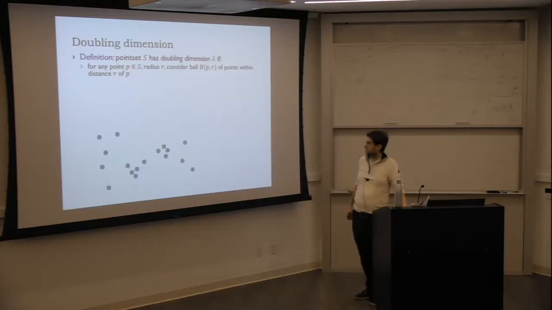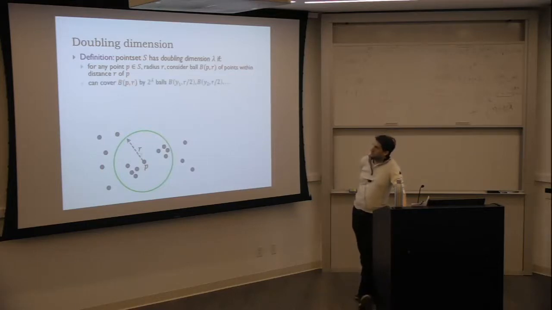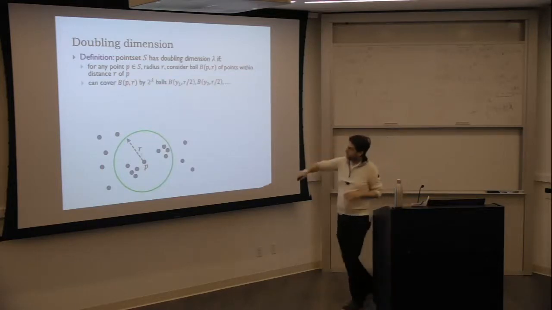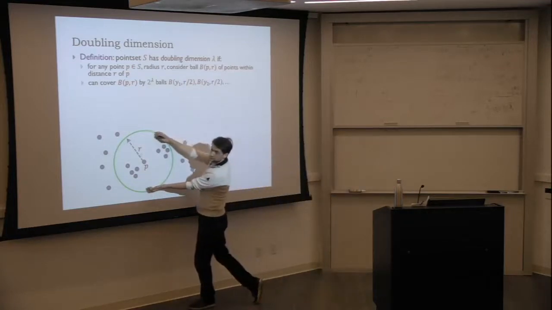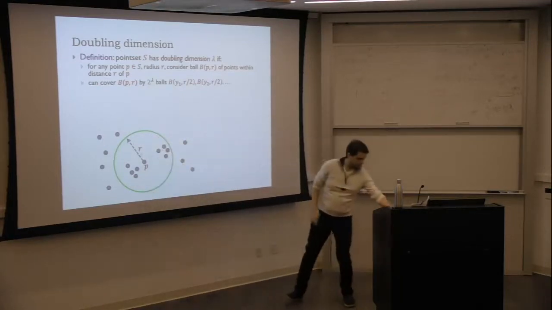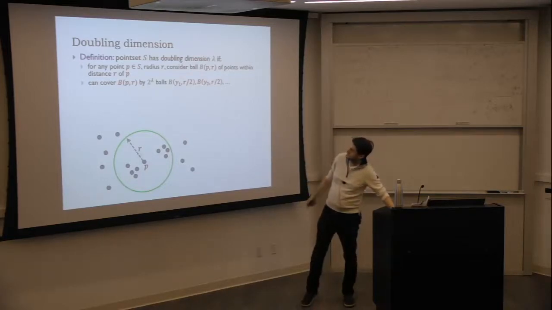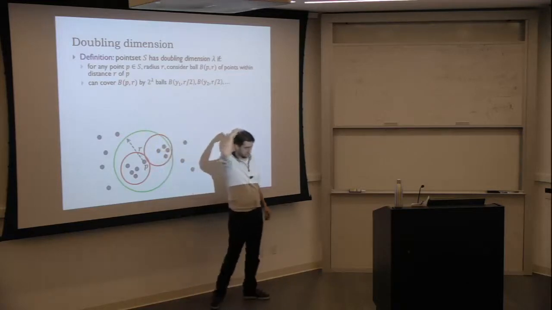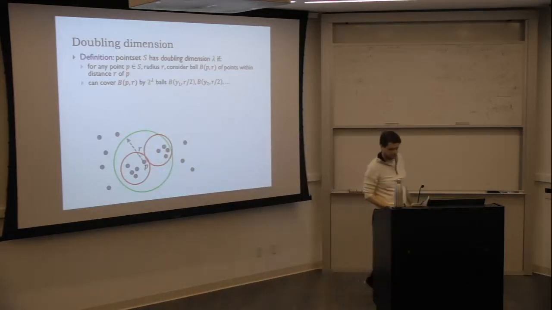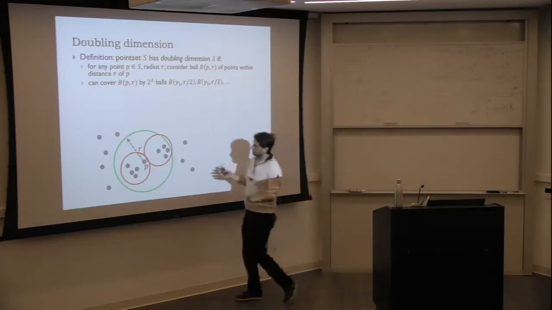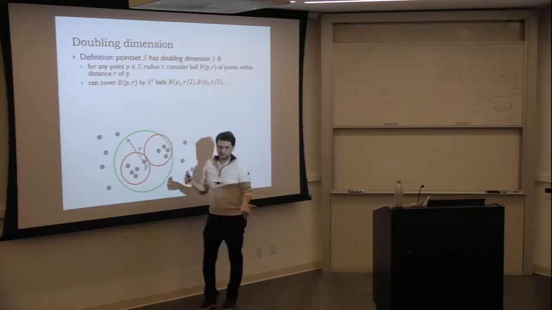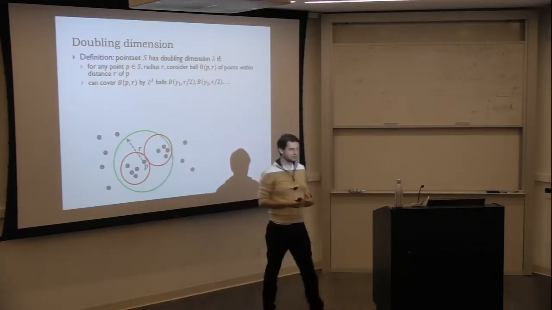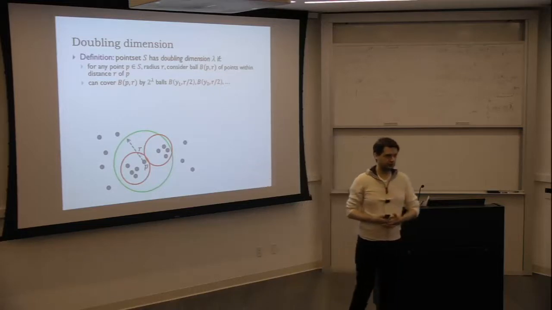Okay, so let's say this is our data set. We consider point P, a ball of radius R around it. We say the doubling dimension is lambda if we can cover this ball with smaller balls of half the radius, and the number of these balls is only 2 to the power lambda. So this is, in a sense, saying that my ball of radius R grows exponentially in lambda. Then we say that the dimension is lambda.